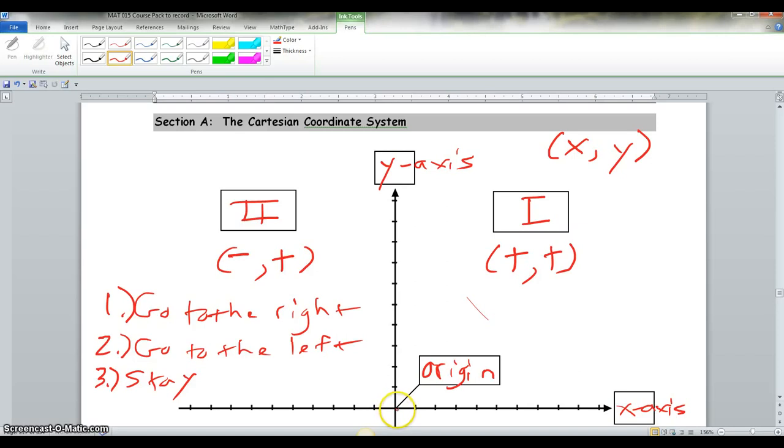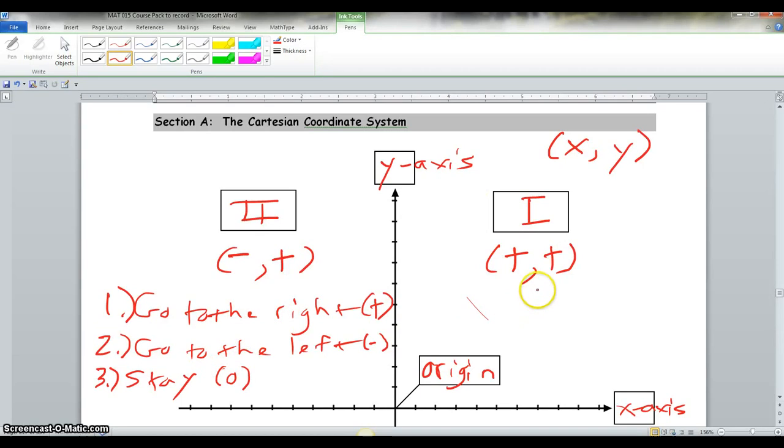So you start at the origin. If you go to the right of the origin on the x-axis, then your x value is positive. Now you may want to write that. If you go to the right of the origin, your x value is positive. If you go to the left of the origin, your x value is negative. Now, if you stay, like you do not move left or right, then your x value is 0. Now, you need to write that somewhere that this involves just your x value.